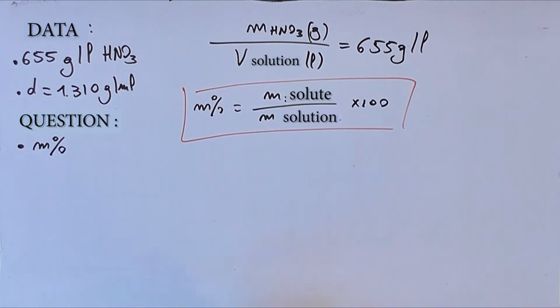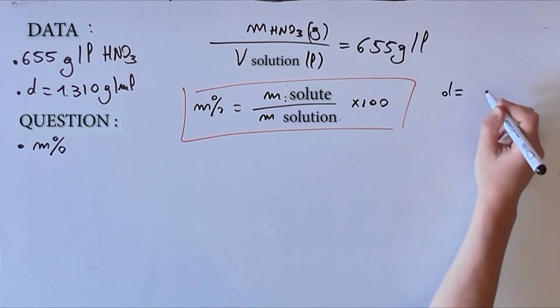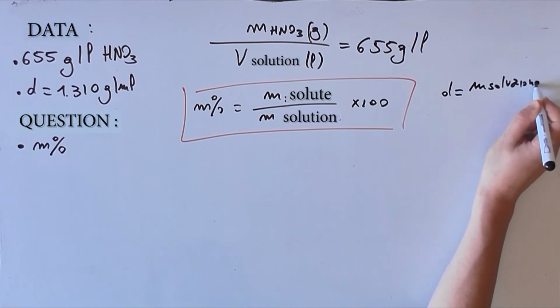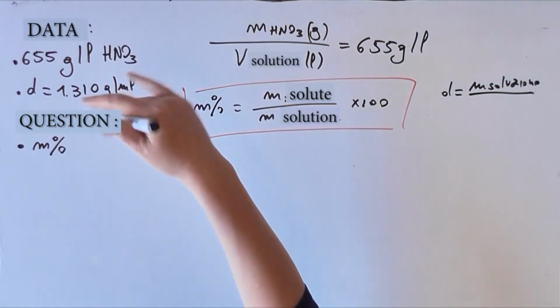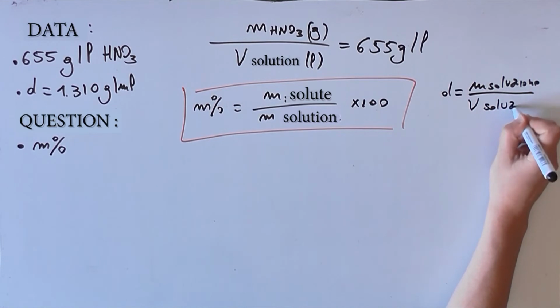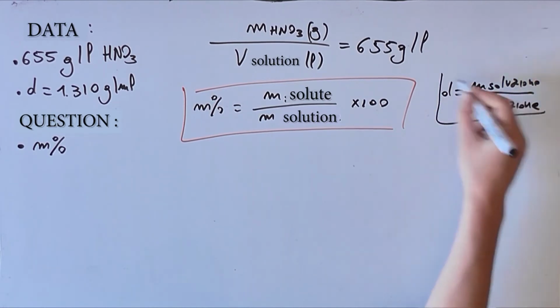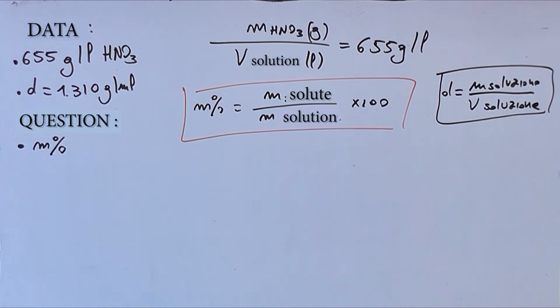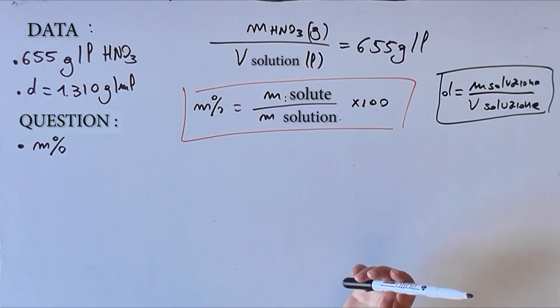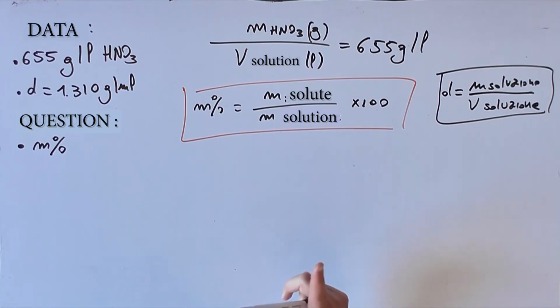We have in the data also the density. So let's remind ourselves what the density of something is. Density equals the mass of solution, because this time it's giving us the density of the solution, so the density of nitric acid plus water, the density of all the solution, divided by the volume of solution. So pay attention to the concept of density. Let's solve the problem. How to do? We don't have the mass of solute. Apparently we don't have it, and apparently we don't have the mass of solution either.